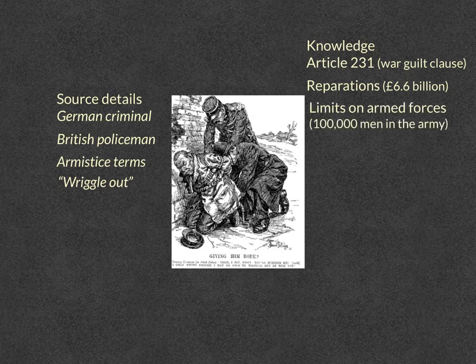And finally, it's important to explain how the provenance of the source helps to answer the question. In this case, we're told that this is a British cartoon published in February 1919. This was only 3 months after the armistice, so it's likely that many people in Britain would still want to see Germany be punished. The newspaper reflects this particular view.